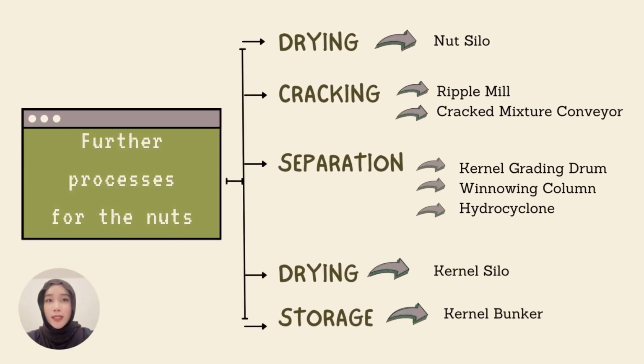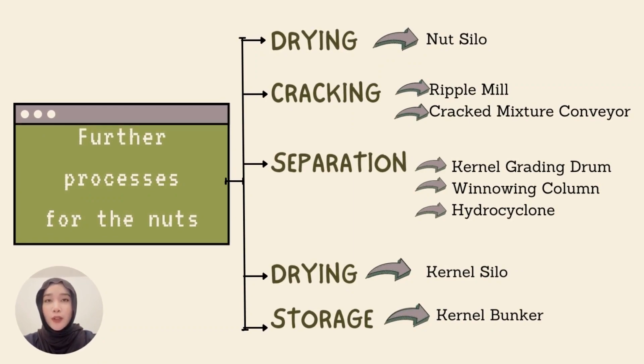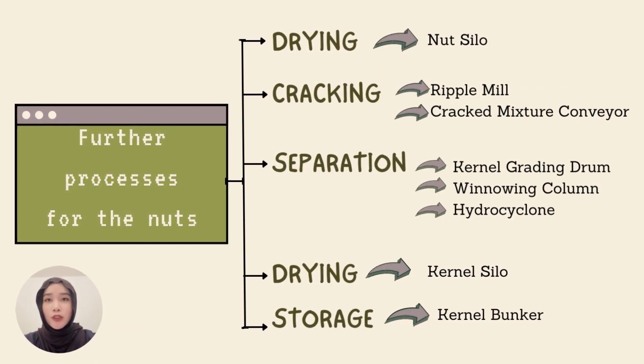These are the further processes for the nuts, where it will go for the drying process first in the nut silo, then the cracking process in the ripple mill and crack mixture conveyor. Next, the kernel grading drum, winnowing column, and hydrocyclone for the separation process. Then it will undergo the drying process again in the kernel silo. Lastly is storage in the kernel bunker.